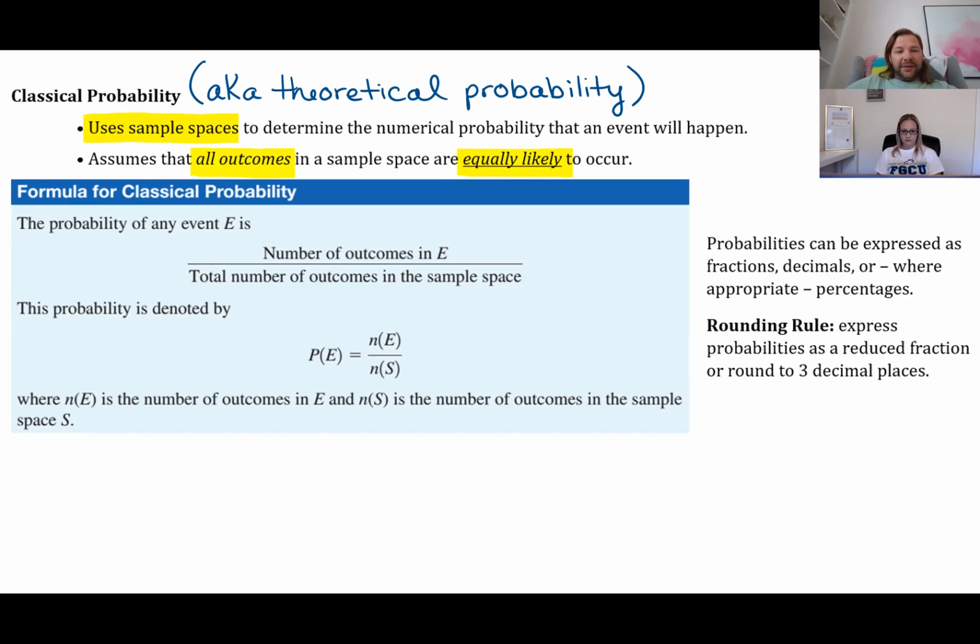So the probability of an event happening in classical probability is the number of outcomes in which this event occurs, so number of outcomes in E, divided by the total number of outcomes in the sample space. Another way of writing that is just N of E over N of S, where N of S is the number of outcomes in the sample space.